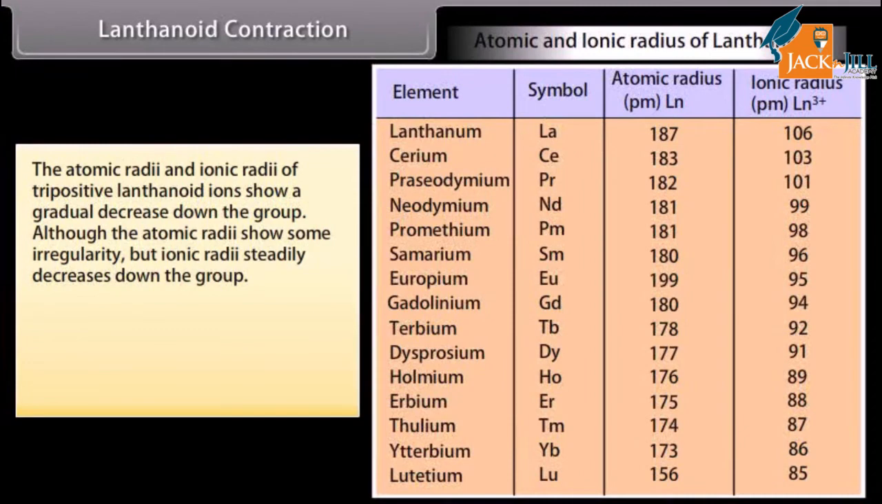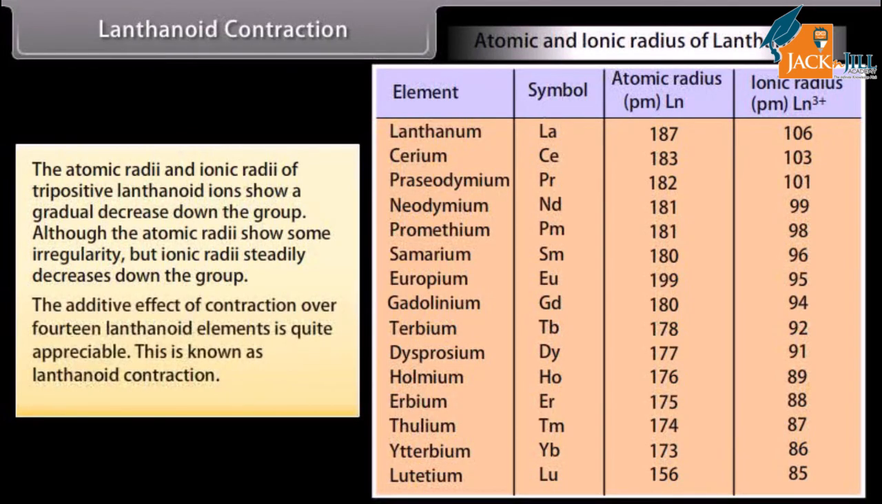Lanthanoid contraction. The atomic radii and ionic radii of tripositive lanthanoid ions show a gradual decrease down the group. Although the atomic radii show some irregularity, the ionic radii steadily decrease down the group. The additive effect of contraction over 14 lanthanoid elements is quite appreciable. This is known as lanthanoid contraction.